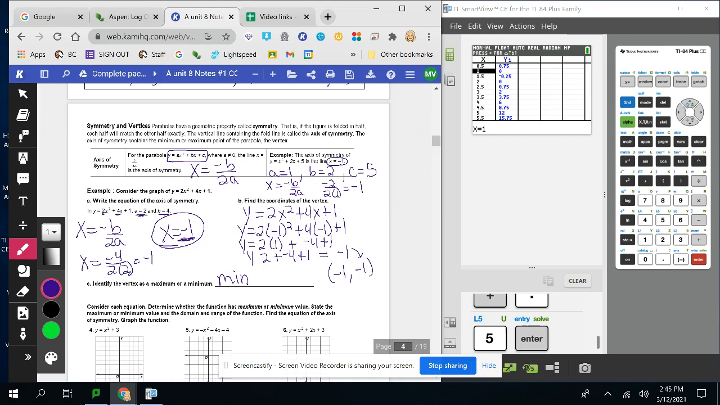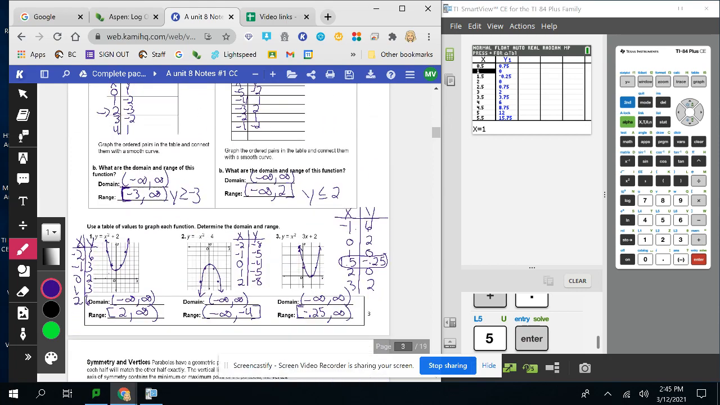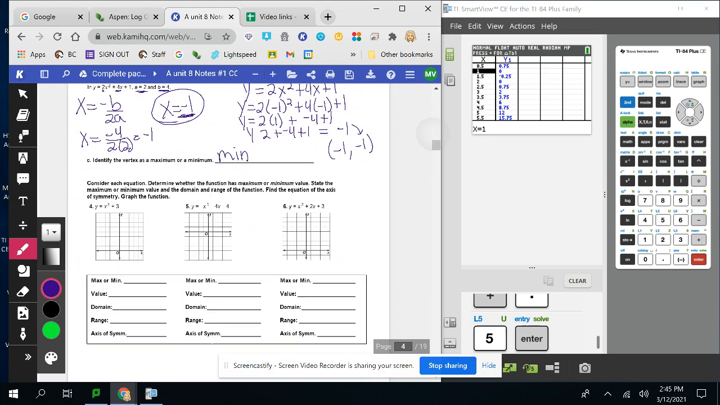So now let's do that again. So on number 4 down here, we want to consider the equation, determine whether it's a maximum or a minimum, state the maximum or minimum value, domain and range of the function, and find the equation of the axis of symmetry. So looking at that, a is 1, because a is always in front of x squared. There is no x, which means b equals 0. So since a is positive, it's a minimum.